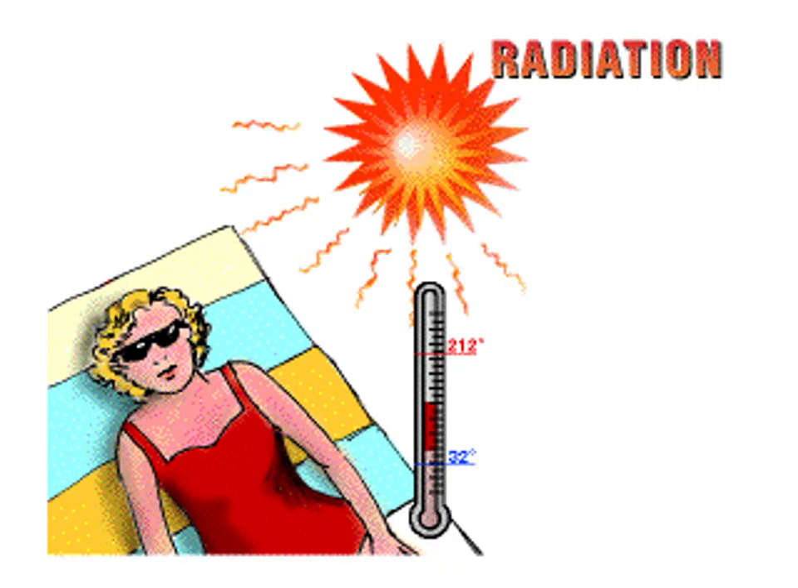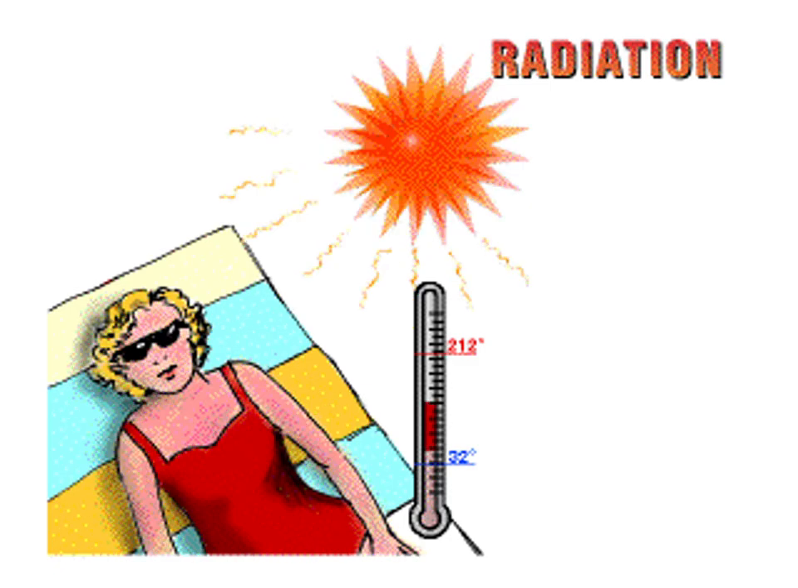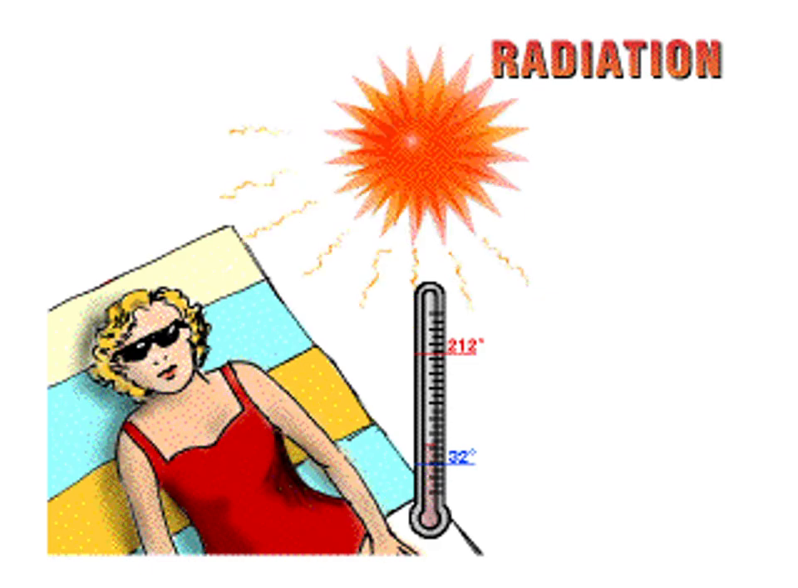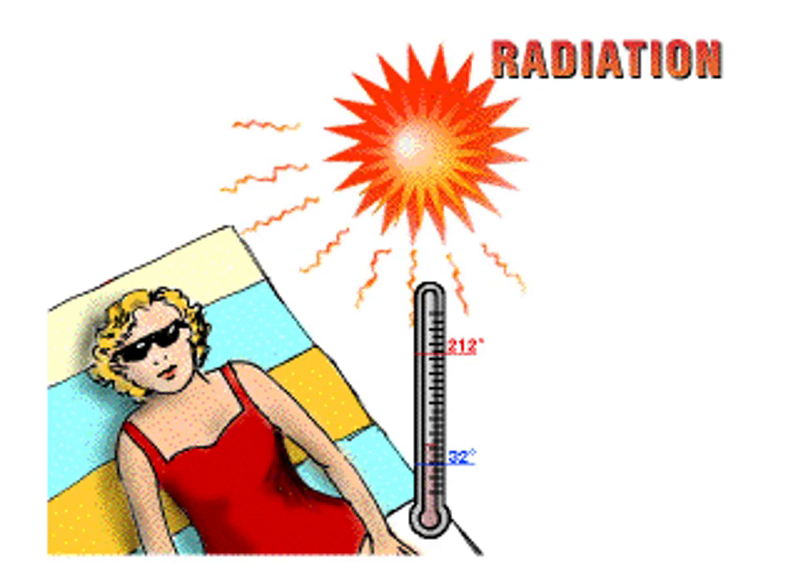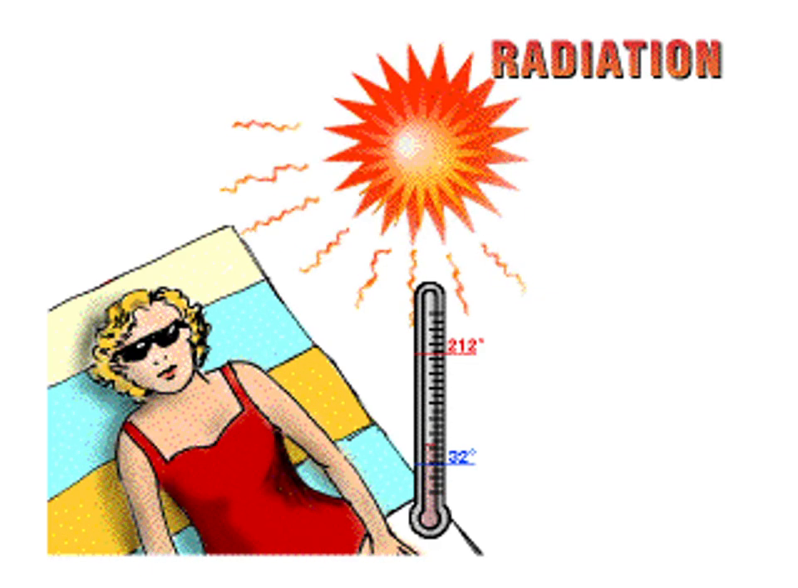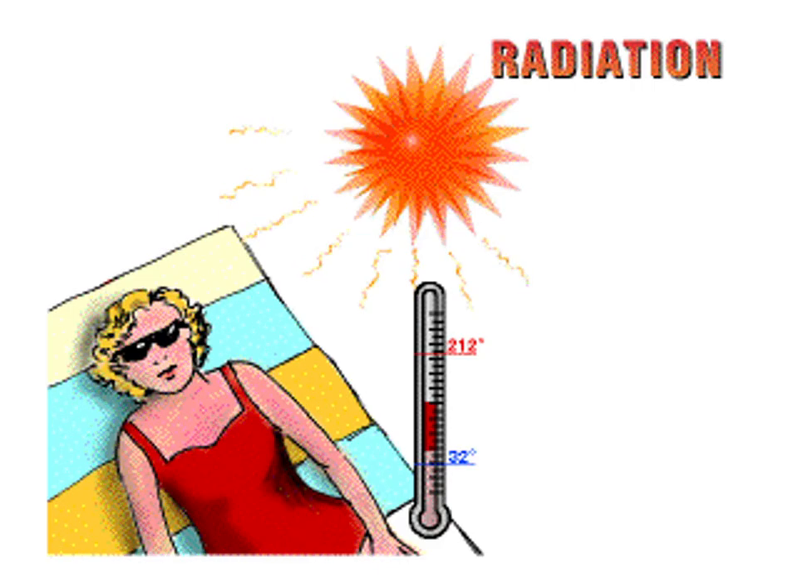In radiation, energy travels as electromagnetic radiation. The radiation is in the form of visible or invisible light. For example, a red-hot stove burner transfers heat by radiating infrared and red light energy.